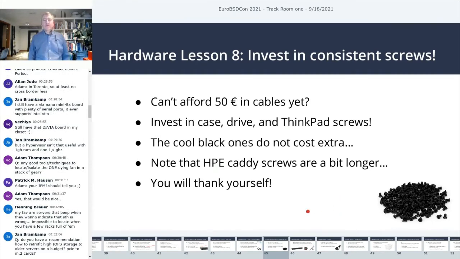Moving on, oh my gosh, if you can't afford the cables yet, get the screws. You will so thank yourself, especially in storage, to get just 50 to 100 little identical screws. Some caddies have little longer ones, some shorter, but the cool black ones cost the same as the others, and silver and black are both as easy to lose on a floor. They do hurt to step on, but yeah, get some screws. You will thank yourself.